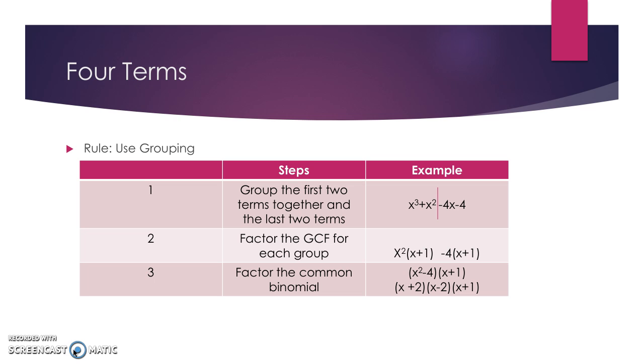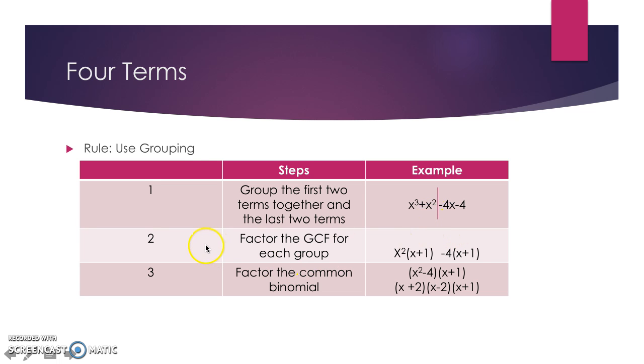Okay, so here is a little table that shows us the steps and examples that coordinate with the steps. So first, we group the first two terms together and the last two. Here's our example: x cubed plus x squared minus 4x minus 4. So we want to group the first two and the last two together. We draw a line between the first two and the last two terms. Make sure you include this negative sign with the 4x.